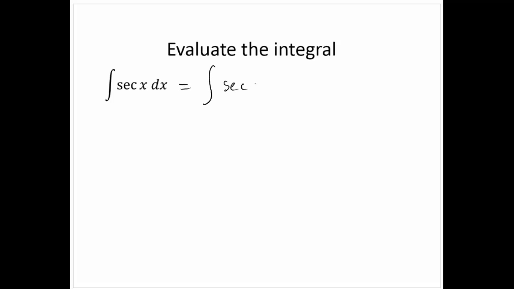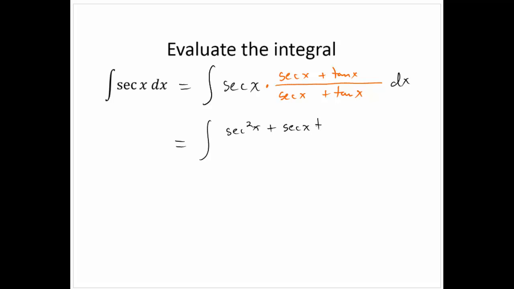I'm going to take that secant x and multiply by a particular quantity: secant x plus tangent x over secant x plus tangent x. And this is a legal move because I'm effectively multiplying by 1. But now notice what will happen here. If I simplify this through the distributive property, I'm going to have secant squared x plus secant x tangent x in the numerator, and the denominator I'm going to leave as secant x plus tangent x.